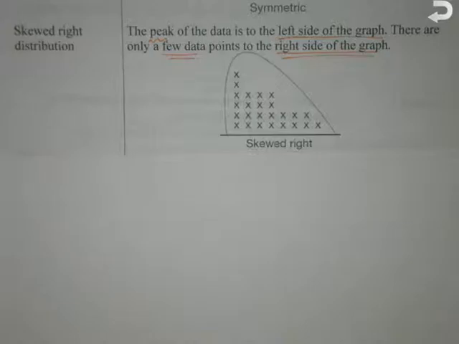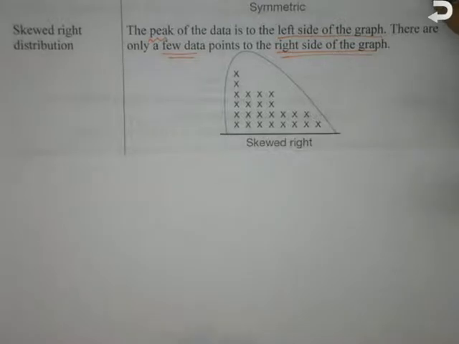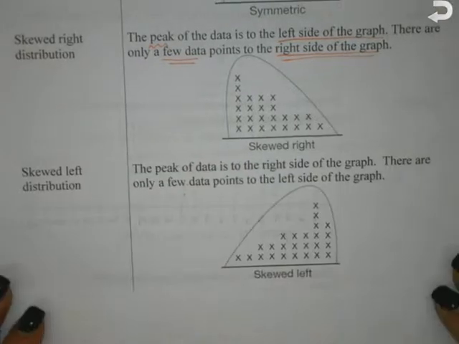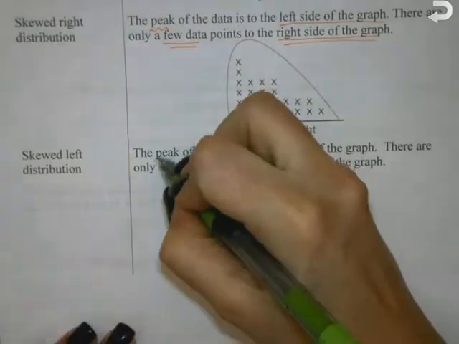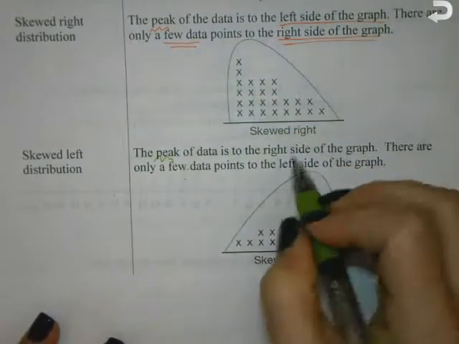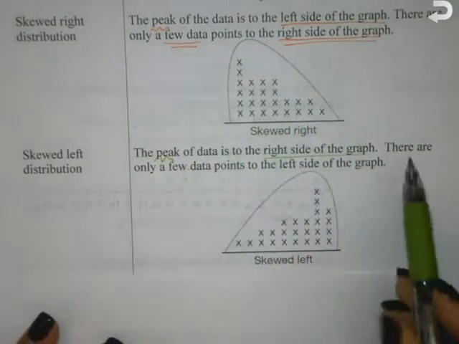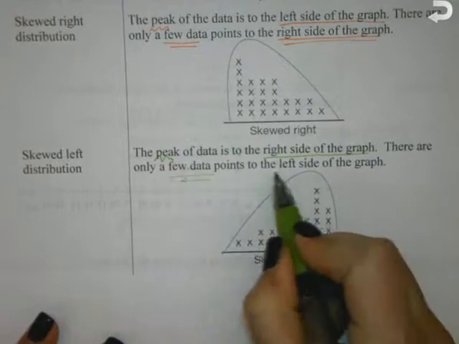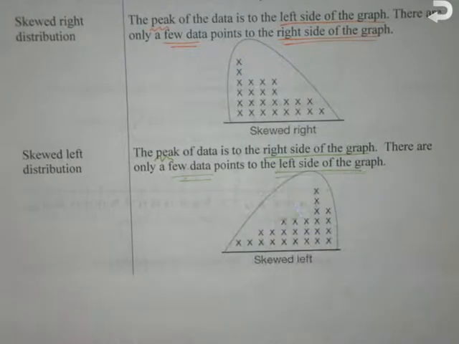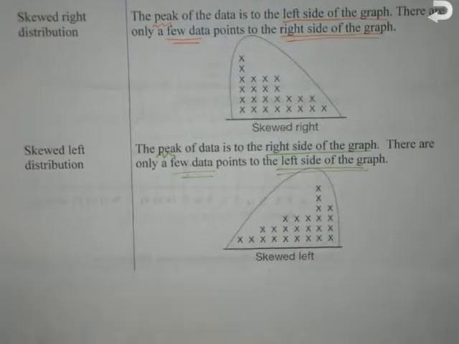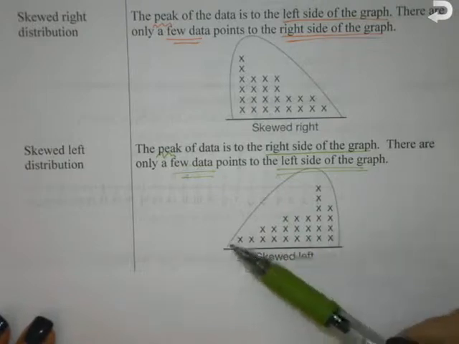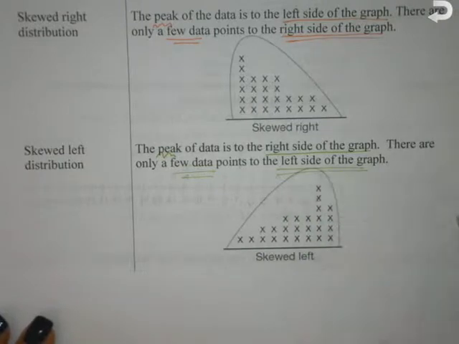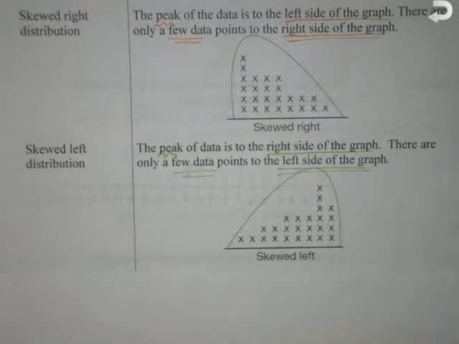So if we have a symmetric and a skewed right, we're also going to have what we call skewed left. It's the opposite of skewed right, basically. Skewed left is where the peak of data is on the right side of the graph. That means there are only a few data points on the left side of the graph. So there's less on the left. Most of our data occurs on the right. If we were to draw a curve over it, it would look like it's going to the right. Okay.